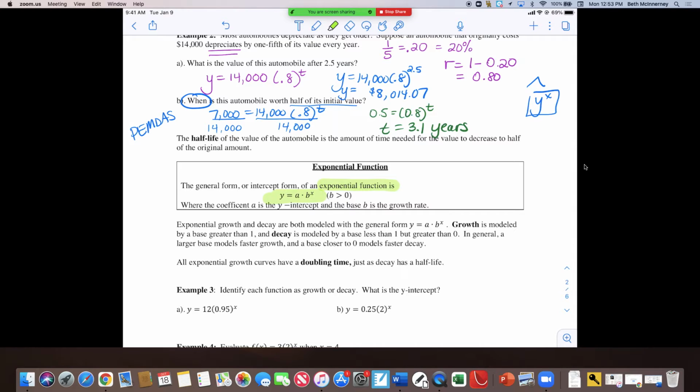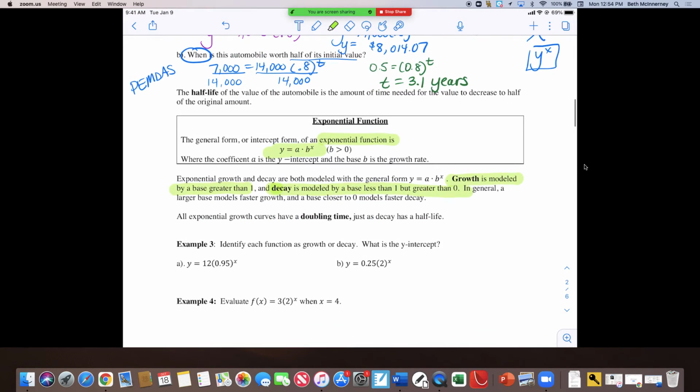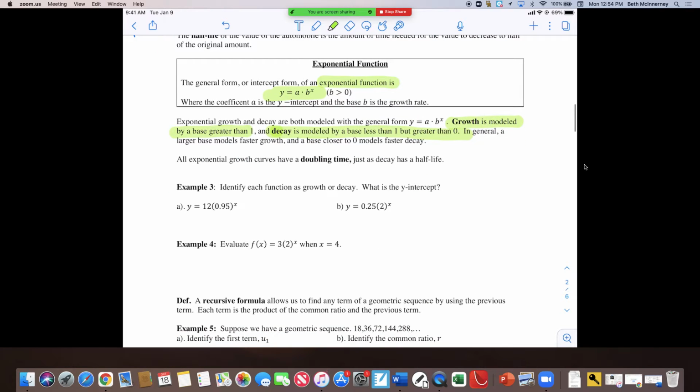Growth is modeled by a base greater than 1. Decay is modeled by a base that's less than 1 but greater than 0. In general, a larger base models faster growth, and a base closer to 0 models faster decay. All exponential growth curves have a doubling time, just as decay has a half-life. So let's look at example 3.